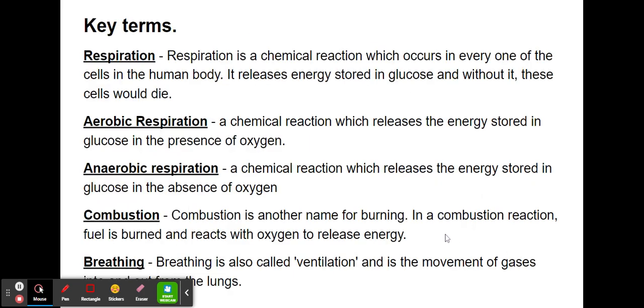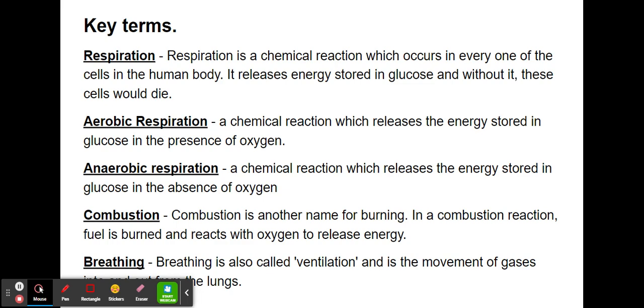So I've got some key terms here. 3 of them are about respiration, but 2 of them are about different things. And the reason that I've popped them on is because the most common exam questions actually ask you to compare either the 2 types of respiration or compare respiration to 2 other key science terms, 2 other key science processes that students often confuse.